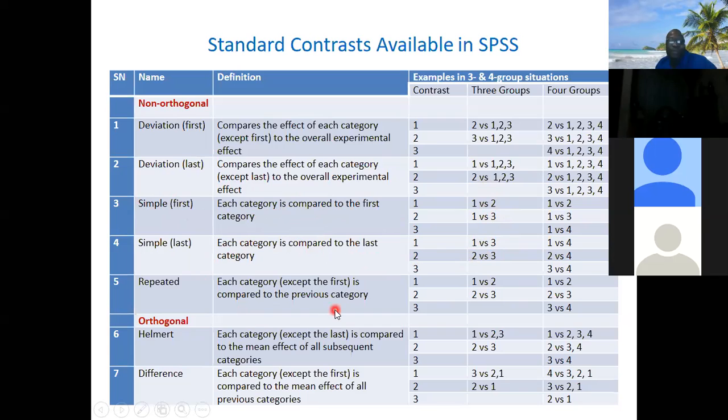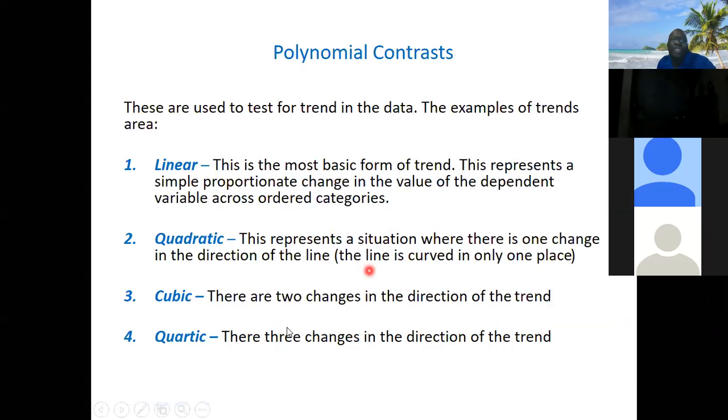Then repeated. Each category except the first is compared to the previous category. Look at what they do in repeated. You say 1 versus 2, 2 versus 3. This one is useful when you get to repeated measures, when the observations taken are from the same group of people and you take measurements more than 2 times, 3 times, or 4 times. So that's why you use repeated. Any comment?